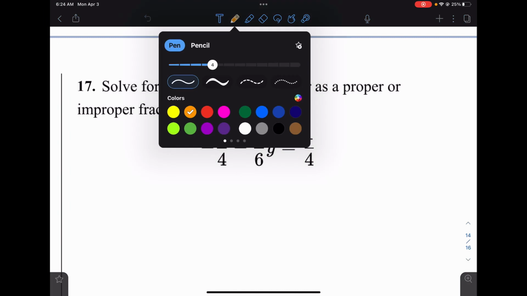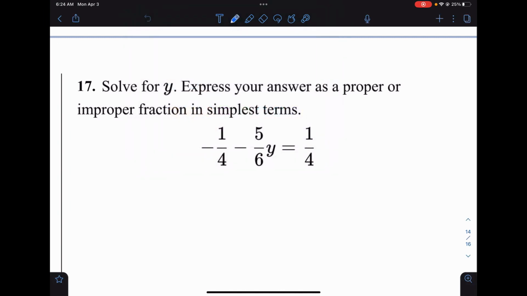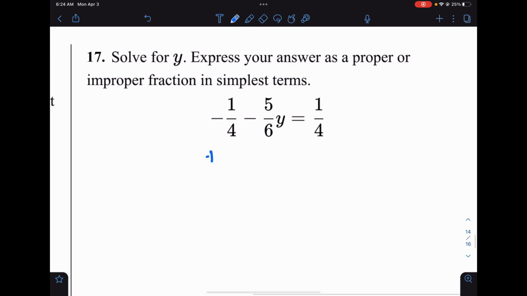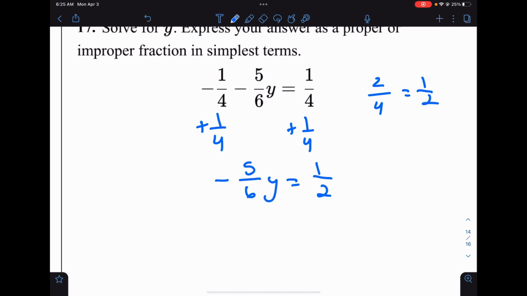All right, so let's go ahead. They want us to solve for y here. So the first thing we're going to have to do is add 1/4 to both sides. Now, when you add fractions, you have to have a common denominator. And here we do already, right? 1/4 plus 1/4, we can add those, which is going to give us 2/4, which ends up being 1/2. So we have negative 5/6 y equals 1/2.